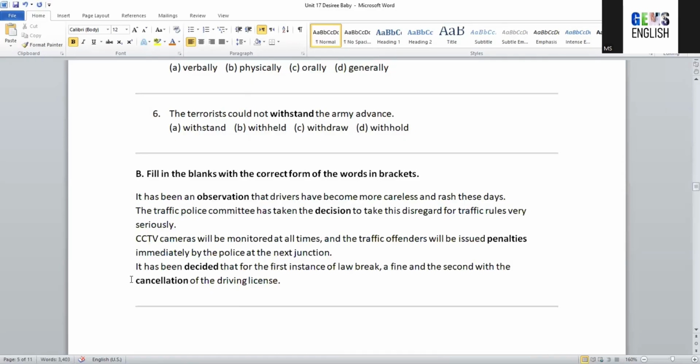B. Fill in the blanks with the correct form of the words in brackets. It has been an observation that drivers have become more careless and rash these days. The Traffic Police Committee has taken the decision to take this disregard for traffic rules very seriously. CCTV cameras will be monitored at all times, and the traffic offenders will be issued penalties immediately by the police at the next junction. It has been decided that for the first instance of lawbreaking, a fine, and the second, with the cancellation of the driving license.